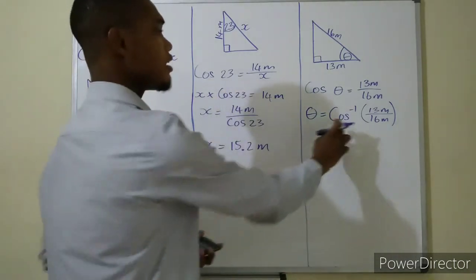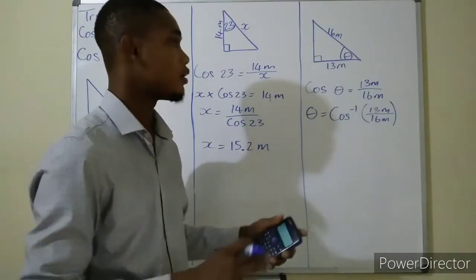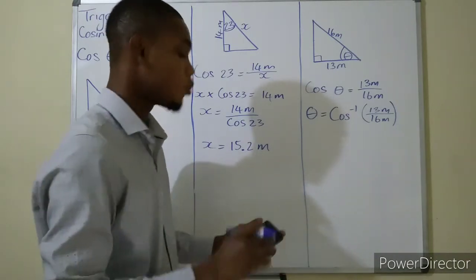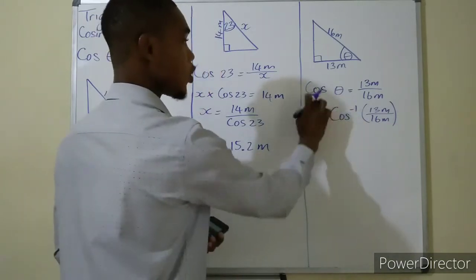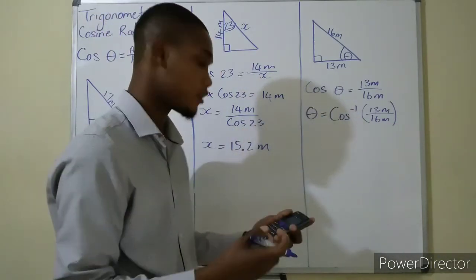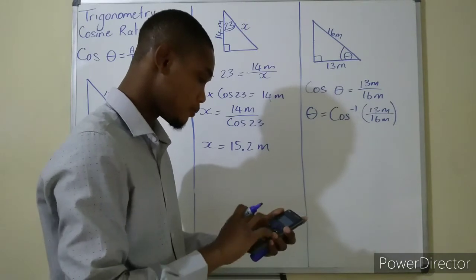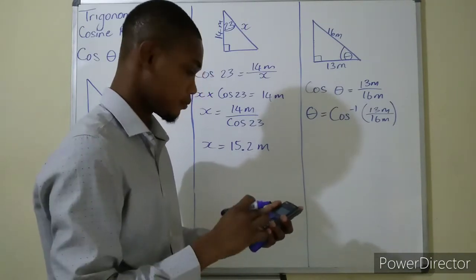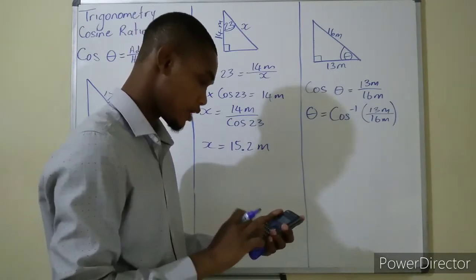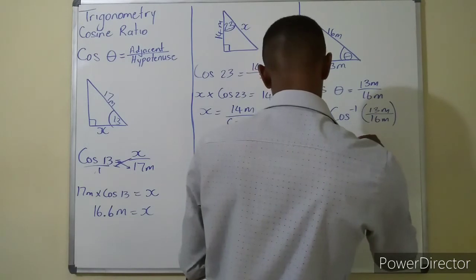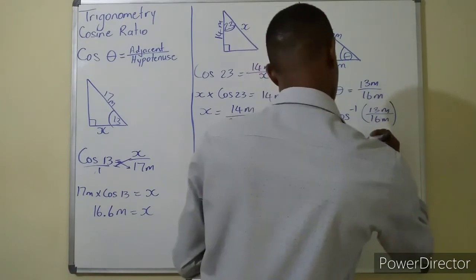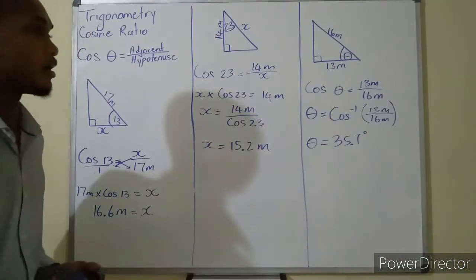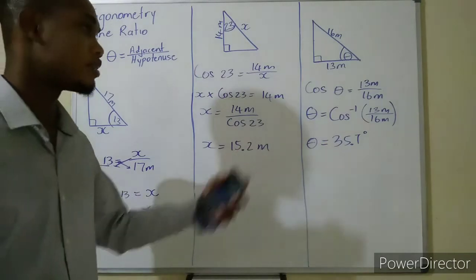To get the inverses of functions, if they are not labeled singularly, what you can generally just press is shift and then you press the original cos, and that will give you the cos inverse on your calculator. And then you just simply put in the fraction part and you'll get your answer. So cos inverse of 13 over 16 is equal to 35.7 degrees. So that's the angle. And these values are rounded off to 1 decimal place.